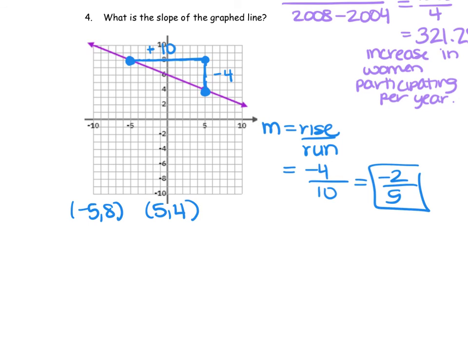And it should make sense that the slope is negative because when you look from left to right, that line is decreasing. If you prefer to do the algebra instead of the visual of that, slope here is going to be 8 minus 4 over negative 5 minus 5. 8 minus 4 is 4 over negative 5 minus 5 is negative 10. And that reduces to that same negative 2/5. Okay, go do some practice.